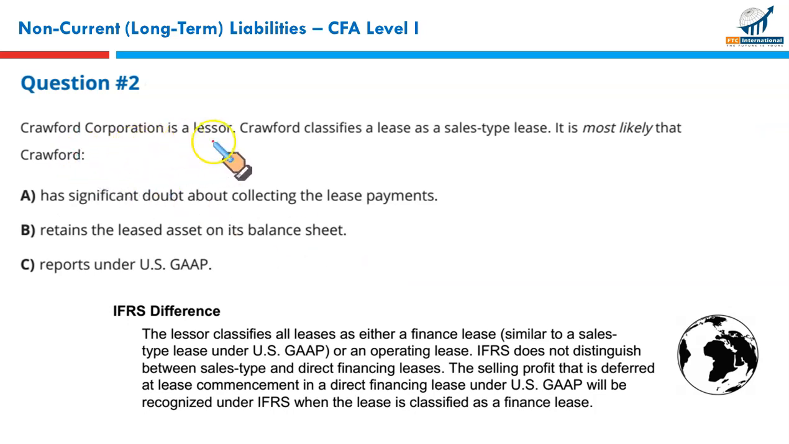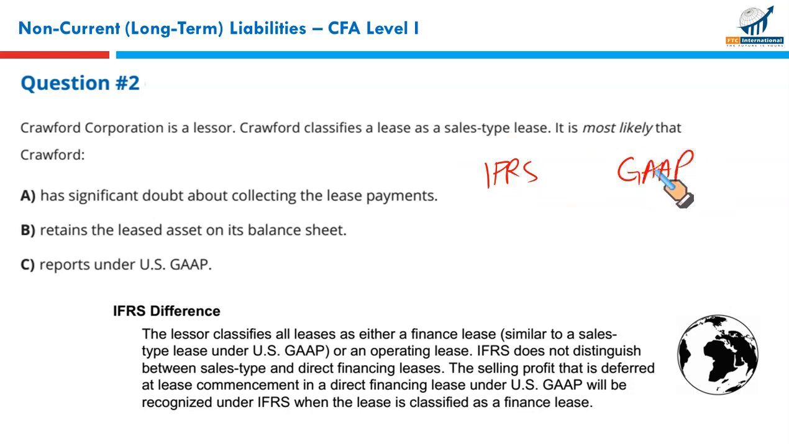Crawford Corporation is a lessor. Crawford classified a lease as a sales type lease. It is most likely that Crawford has significant... First of all, let us see the differences between IFRS and the US GAAP.